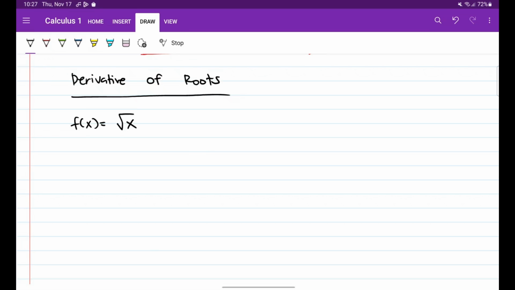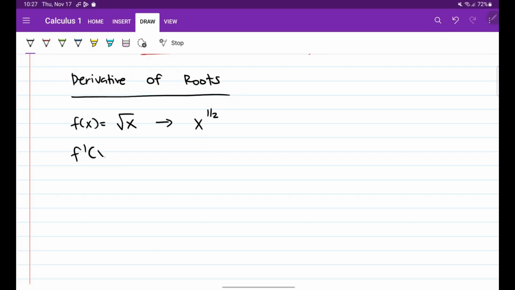So if we have f of x is equal to square root of x, ang pinakamadali natin na gagawin dito is to convert yung square root natin into an exponent, no? And using our exponent rules, ito ay equal sa x to the 1/2, no?